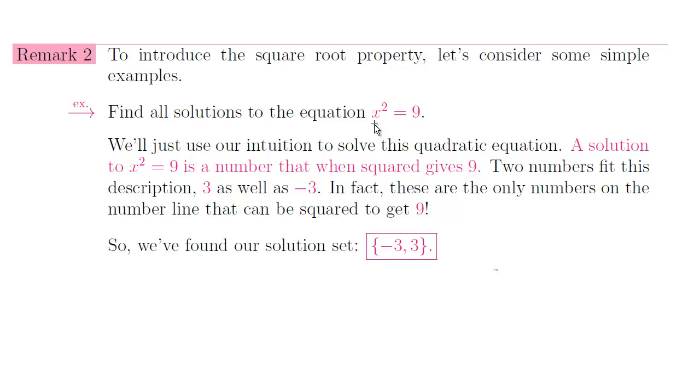Now, can you think of two numbers which when squared give you 9? Well, two numbers that fit that description are 3 and -3. 3 squared is 9, and -3 squared is 9. In fact, these are the only numbers on the number line that can be squared to get 9. So this is our solution set, -3 and 3. It's important to notice that the solution set of x squared equals 9 consists of both the positive and negative square roots of 9.